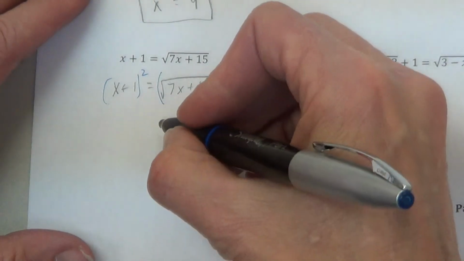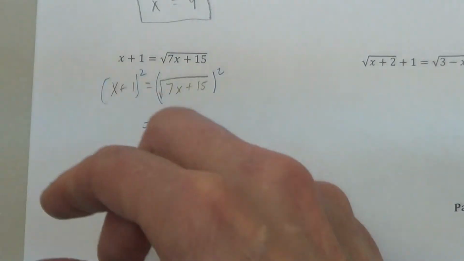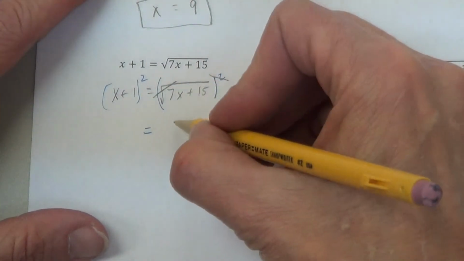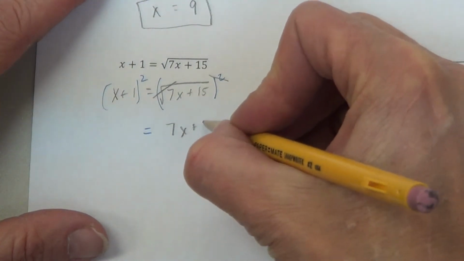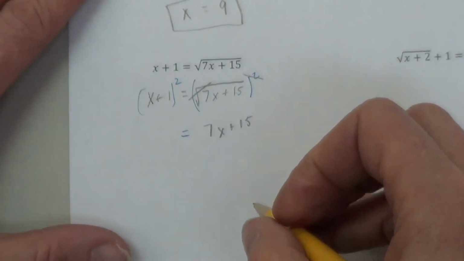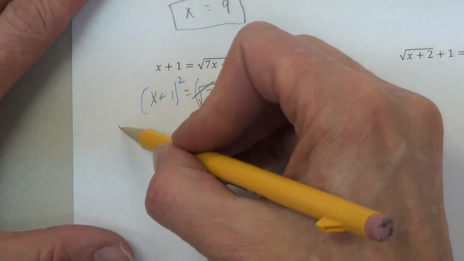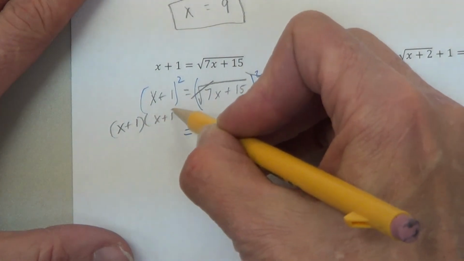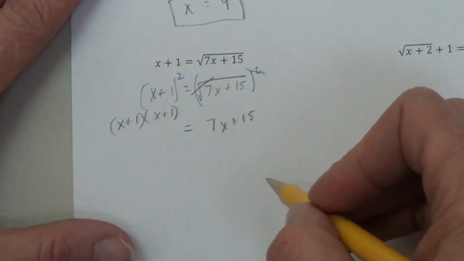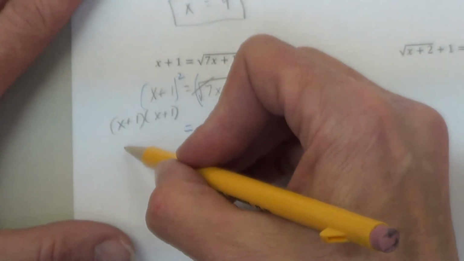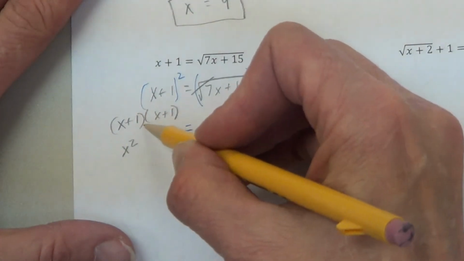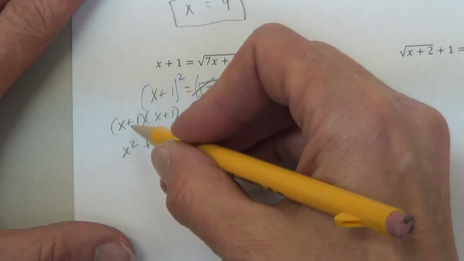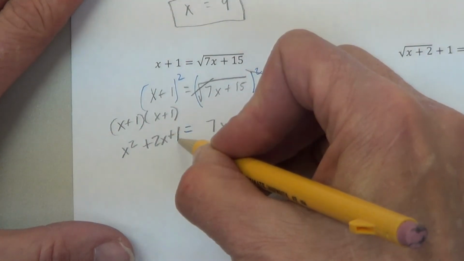We end up with this one canceling the square root, so we have 7x plus 15. On this side, you actually need to multiply that polynomial out. X plus 1 times x plus 1, FOIL it. You may have it memorized because it's a perfect square. So it would be x squared, and then the outside and inside are each x's, so it's 2x. 1 times 1 is 1.